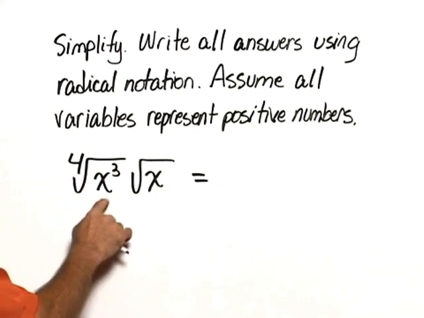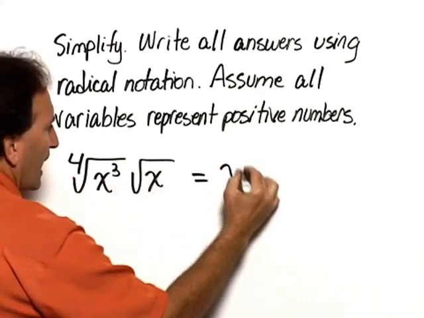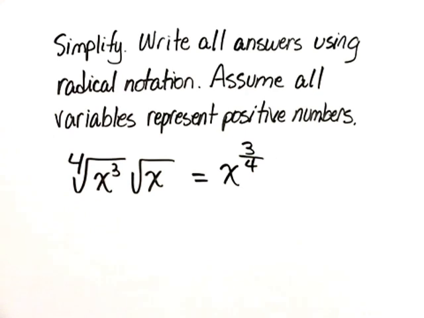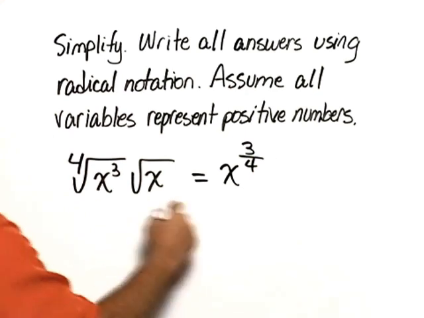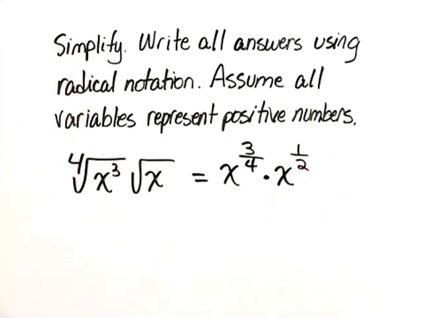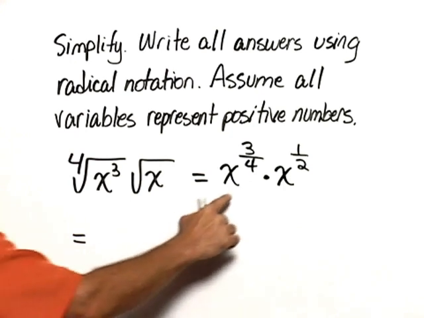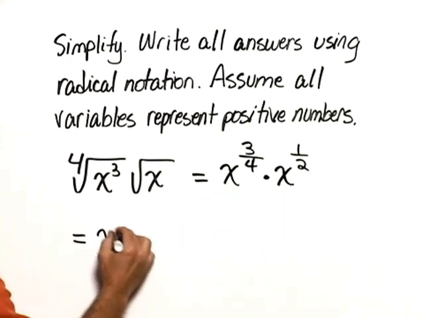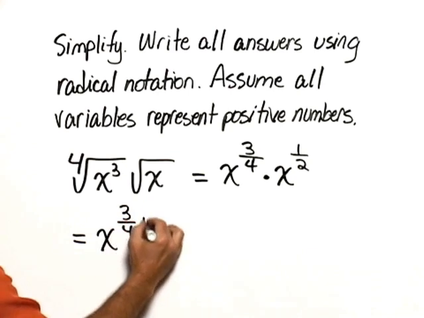The fourth root of x cubed becomes x raised to the 3/4. The square root of x becomes x to the 1/2. And now we'll simplify this. When we're multiplying exponential expressions with the same base, we add the exponents.